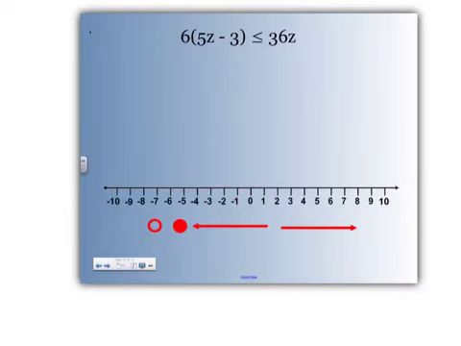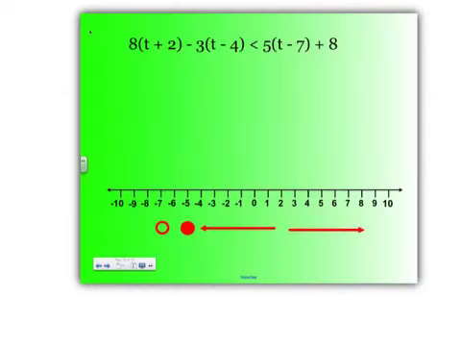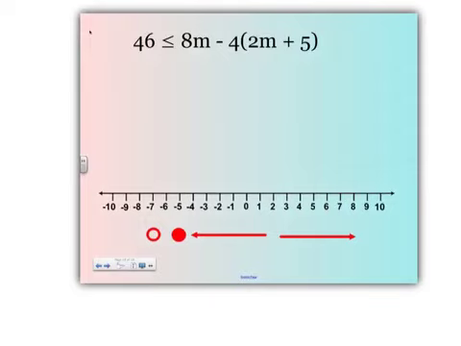And continue with this example. And this one, which is a challenge, don't worry if you don't get it. This is a challenge example. Continuing to challenge. And here is your final example.